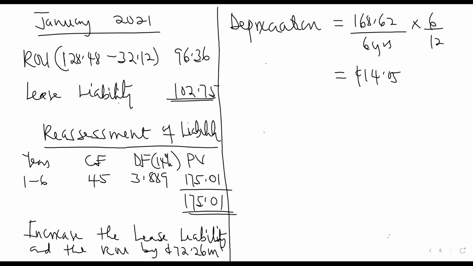96.36 multiplied by 72.26. What are you getting? No, it's plus. It's adding, not multiplying. The increase in the right of use liability depreciation. Which one? The current one that I've gotten, the 14.05.